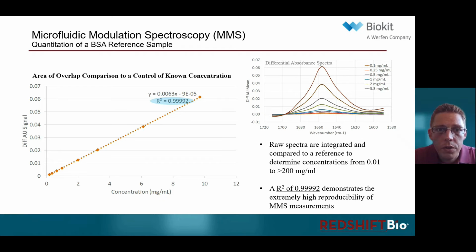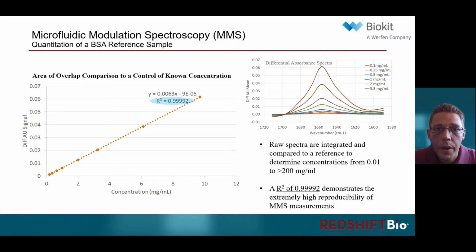If I plot a serial dilution of one of the BSA samples shown, the reference sample in fact, we see that this linear relationship is extremely robust, and really this highlights the reproducibility and sensitivity of the infrared measurements that are possible using this novel technology, especially if we look at the R-squared value of the fit to this line. In this case, for this experiment, this was 0.99992, which I hope you would agree is extremely high.